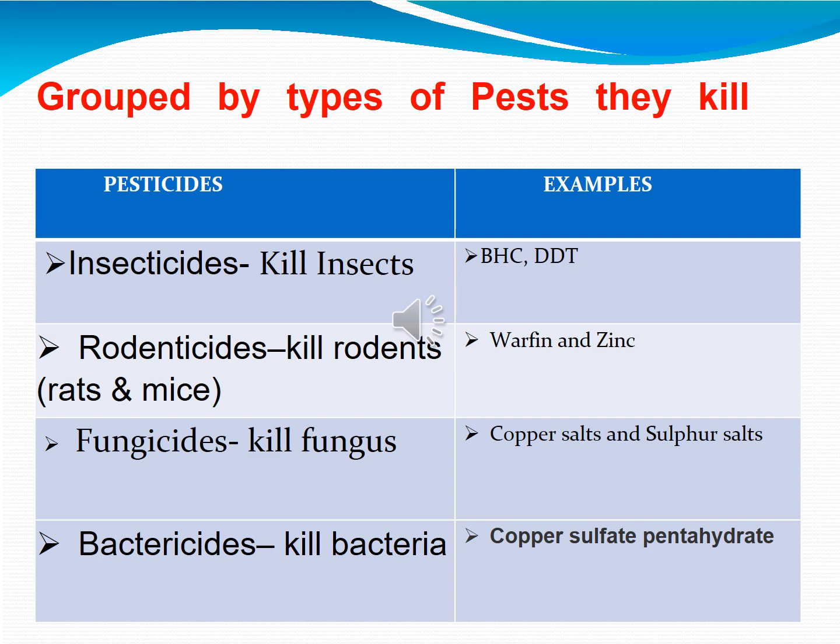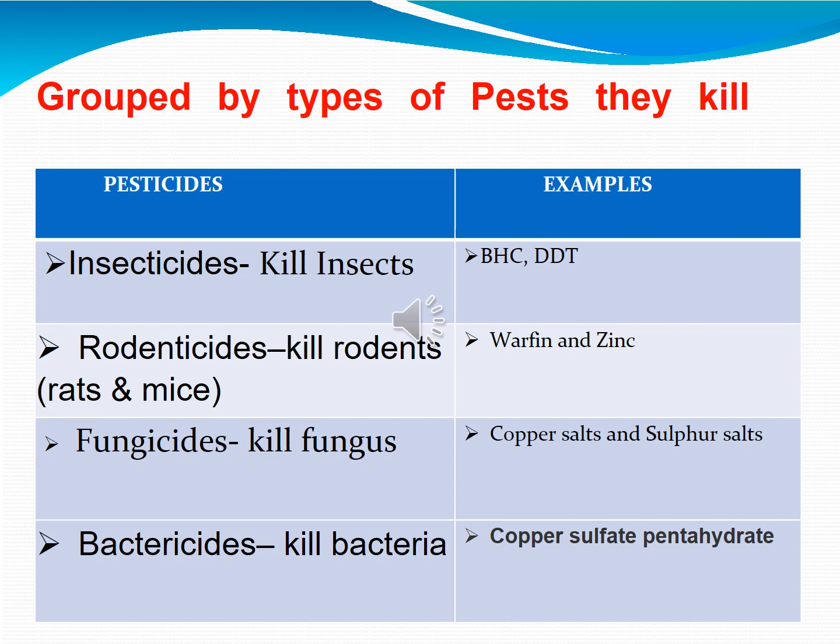Examples of insecticides are BHC, which stands for benzene hexachloride, or gamaxin. It's called gamaxin. Another example of an insecticide is DDT, dichloro-diphenyl-trichloroethane. That's the abbreviation given to DDT.